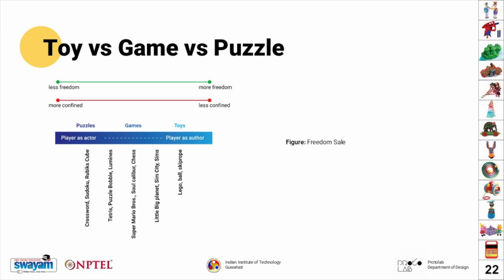So, the more rules and goals you add, the more the experience shifts away from being a toy and moves toward becoming a game or a puzzle. The point is simple. The player's freedom determines what the experience becomes.